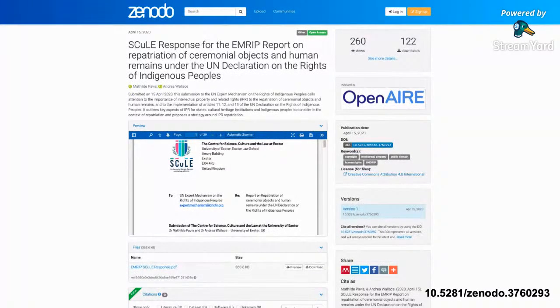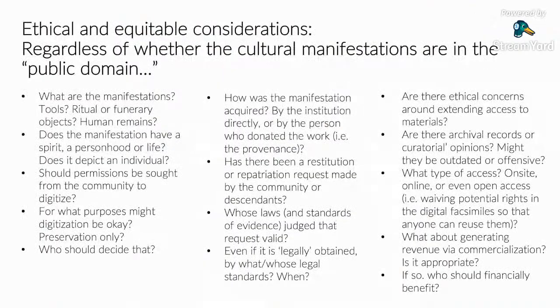So Matilda and I have written on this topic too in a response to the UN expert mechanism request for comments on the repatriation of ceremonial objects and human remains under the UN Declaration for the Rights of Indigenous Peoples. Because regardless of whether the work is in the public domain, there are a number of questions that we need to be asking to inject more ethical and equitable relationships into the creation and management of digital cultural heritage, which are directly related to the physical manifestations of the culture themselves.